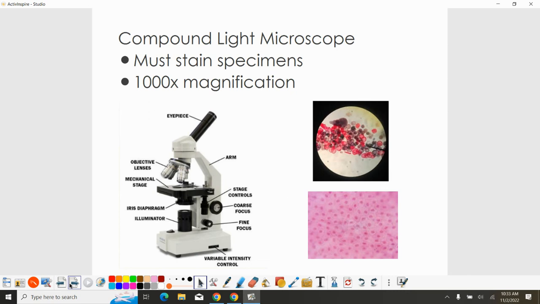We will use a compound light microscope, compound meaning there's more than one lens grouping in it. What we call an objective lens and an eyepiece lens combine together to magnify the object that we're looking at.